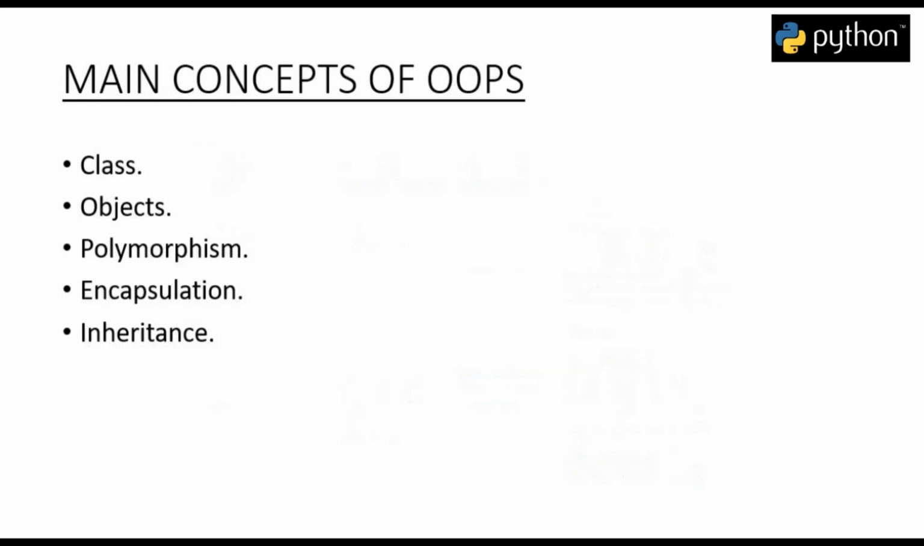So what are the main concepts of object oriented programming? The main concepts of object oriented programming are classes, objects, polymorphism, encapsulation and inheritance.